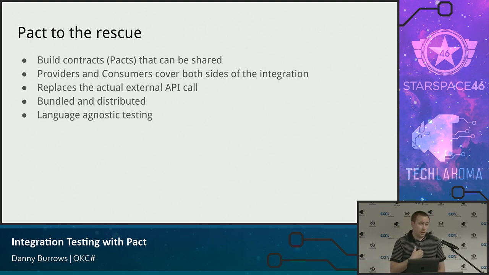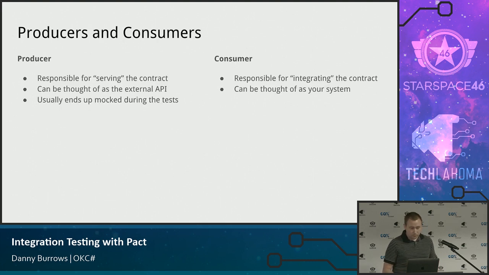If I'm writing the API, I don't need to worry about whether you consume it in Ruby or .NET or Java or XYZ, right? It's language agnostic because at the end of the day, we're mocking an external API. So some quick verbiage, producers and consumers. Producers responsible for serving the contract. I like to think of this as the external API. These usually end up mocked during your test.